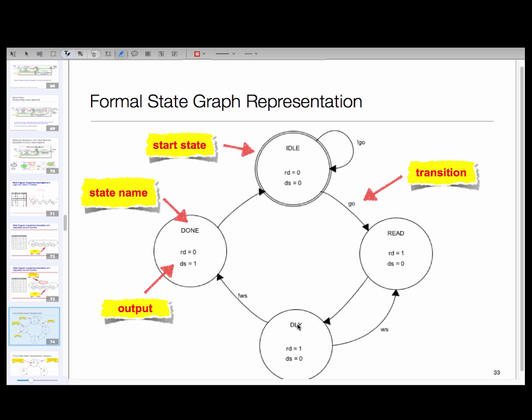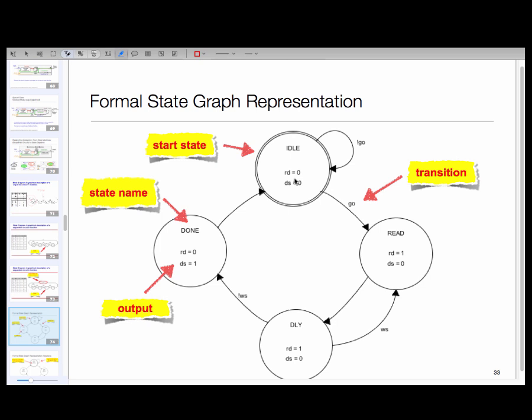In DLY, again, we decide. So if WS is high, then I go back to read, and if WS is low, I go to done. And then finally, when I'm in done, then I always go to idle. So the underlying state machine, again, doesn't matter. This is a particular example, but some of the notation comes across.